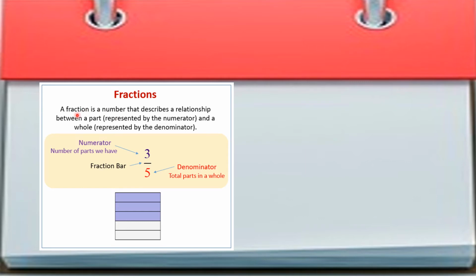Fraction. Yes, a fraction is a number that describes the relationship between a part and a whole. That part is represented by the numerator and the whole is represented by the denominator. So, look at this figure. See, this rectangle was divided into 5 parts, isn't it? So the total number of parts is 5 and 3 parts are shaded. So that's what we have written as 3 by 5. This we call a fraction number.